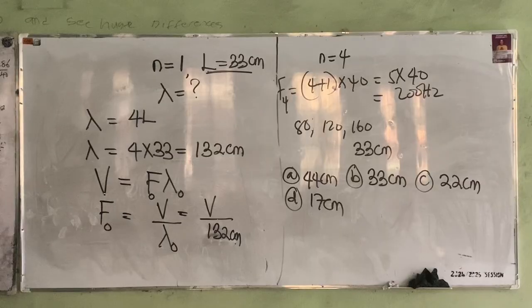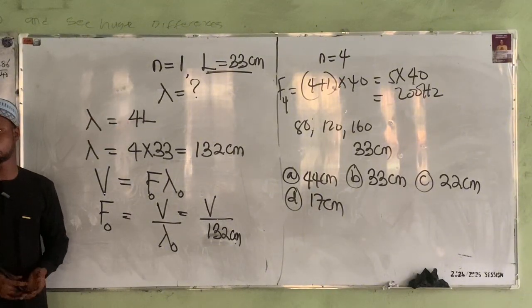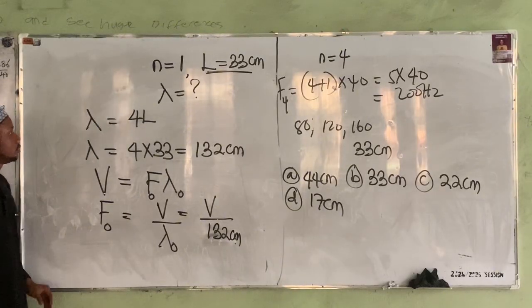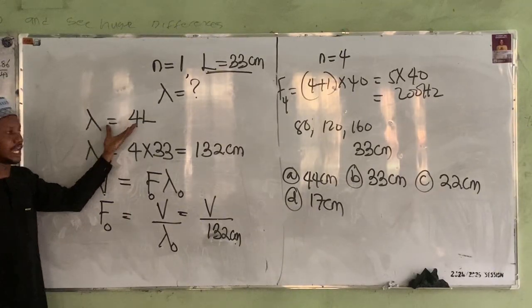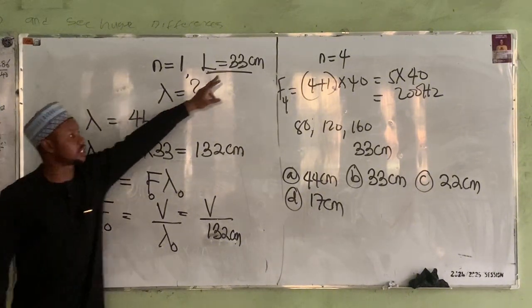Are you guys confused? A bit confused, right? Now listen. At this point, we are not given parameters to calculate maybe your F1. It's a kind of complex question. Now, the first thing to do here is to use the available parameters first. So the available parameter here is L equal to 33 cm.